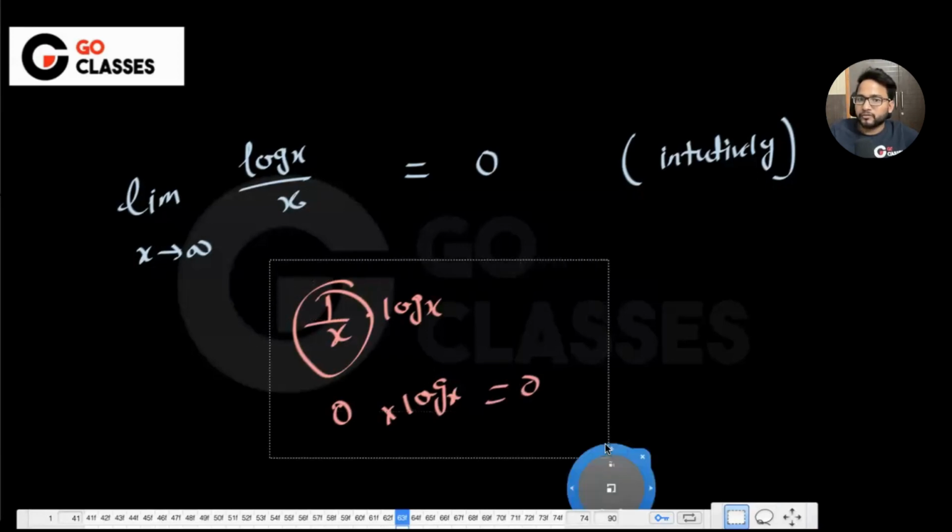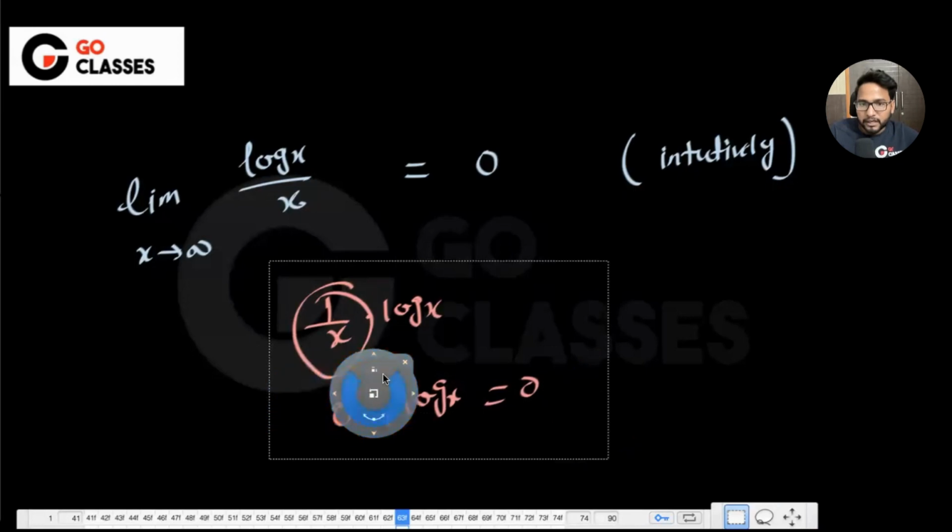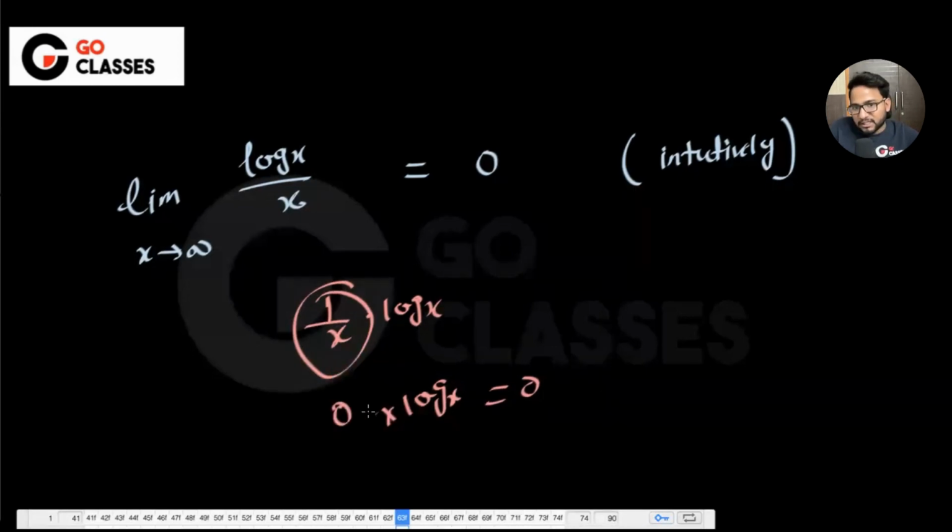This log x is also infinity. So it might so happen that, see, this is not the perfect 0, right? This is a very small number. It might so happen that this is a very small number and this could be an extremely large number. And since this is a very large number, if you multiply it by a very small number, you can make a very large number.